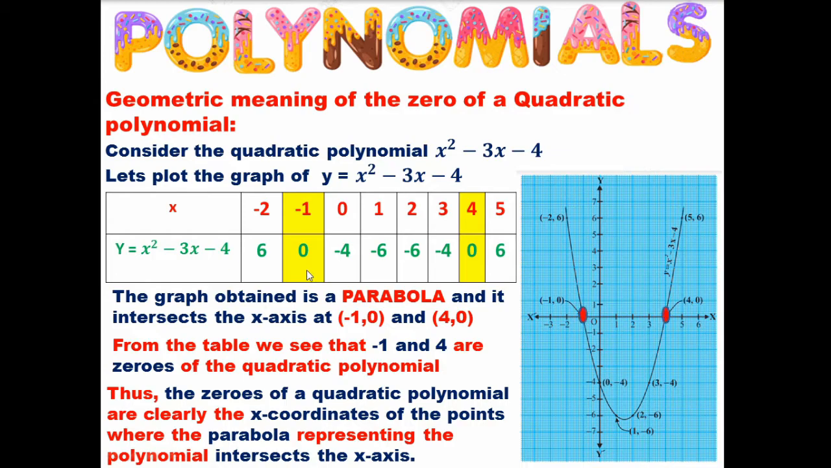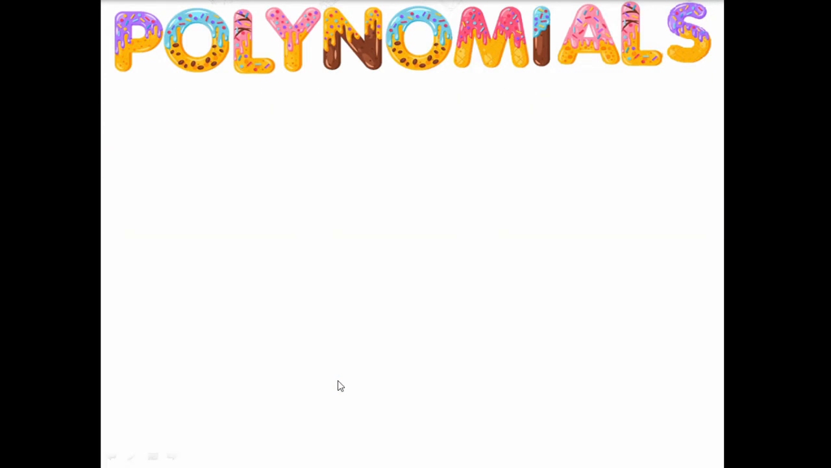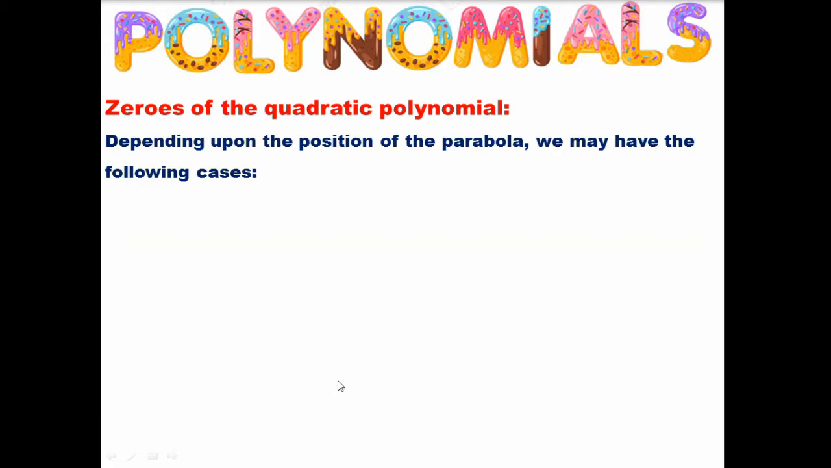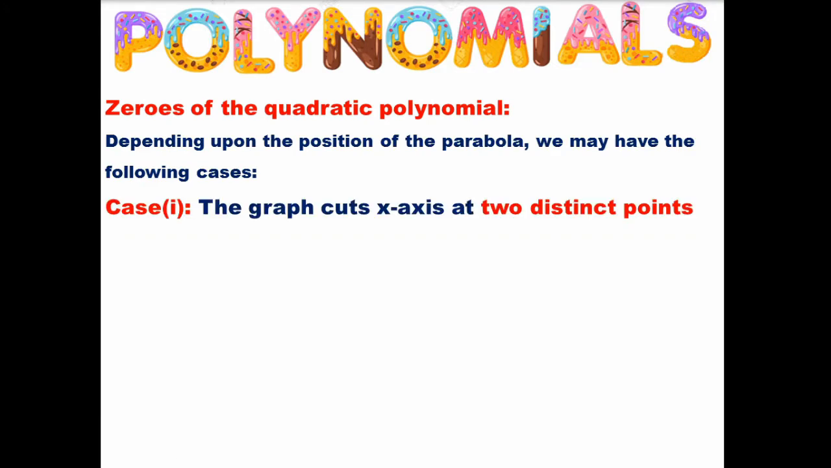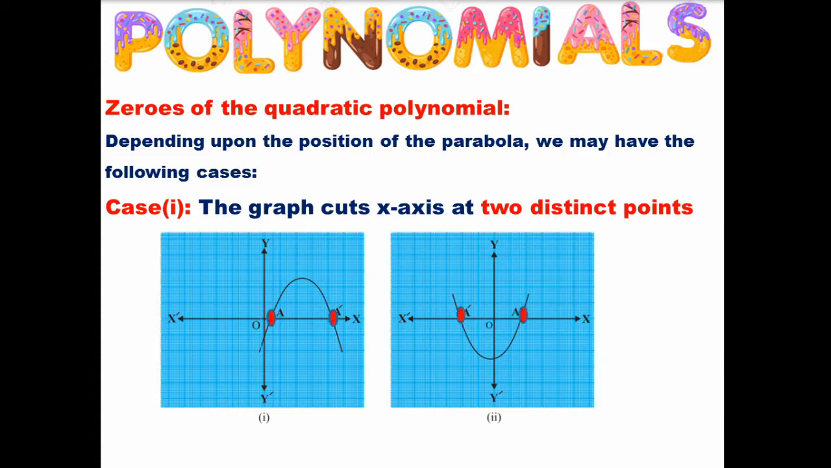Okay, now we have something more interesting in this quadratic polynomial. This curve need not always intersect the x-axis at exactly 2 points. We have several cases. Depending upon the position of the parabola, we have the following cases. The first case is that the graph cuts the x-axis at 2 distinct points like this. See, here the curve may open upward or downward, but it cuts the x-axis at 2 different points.